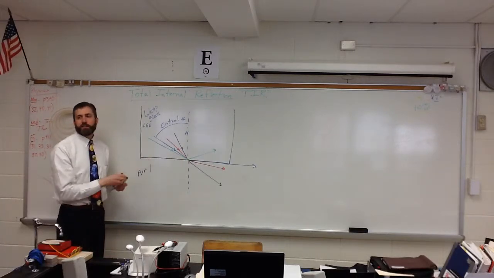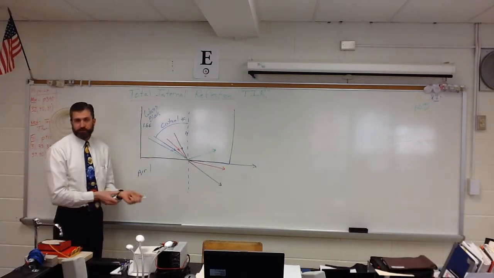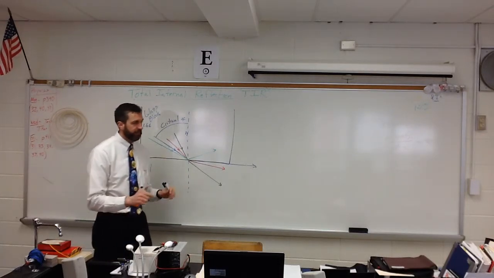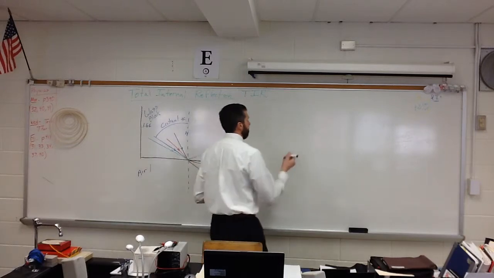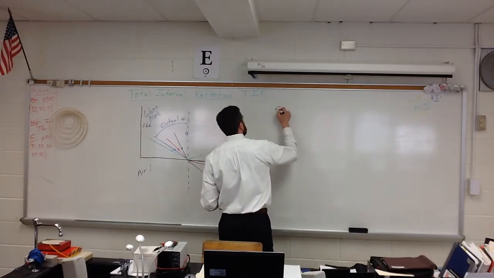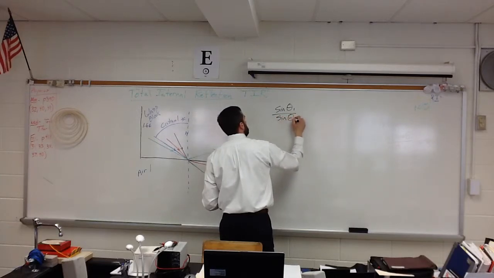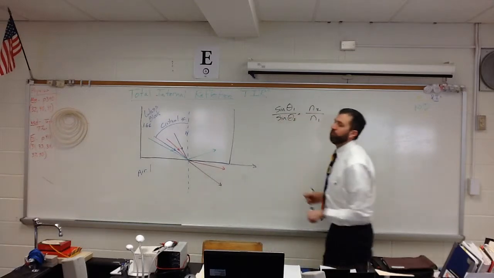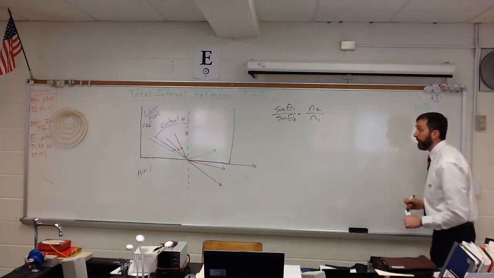So you understand the concept of total internal reflection. Now let me just show you the math, which is very easy because it's exactly what we've done before. You know that the sine of theta 1 over the sine of theta 2 is equal to n2 over n1. You know that because you've been doing that. We've called that Snell's law.